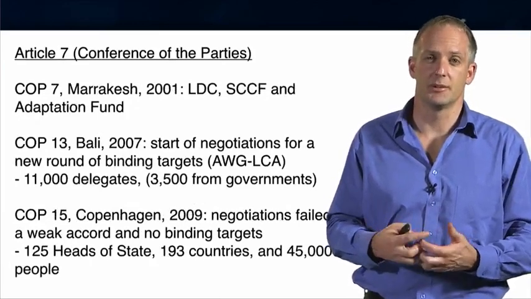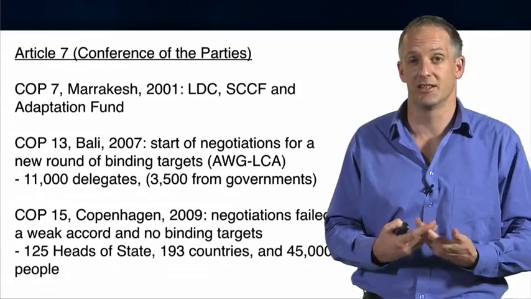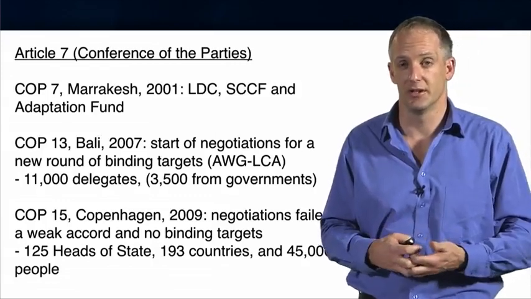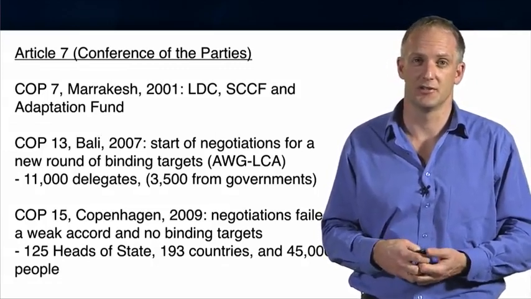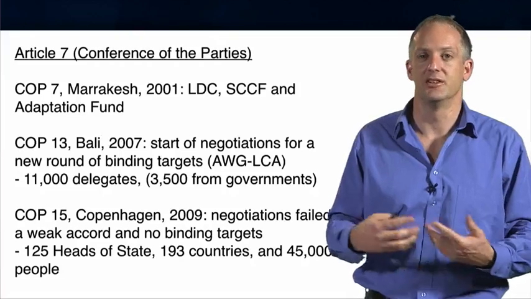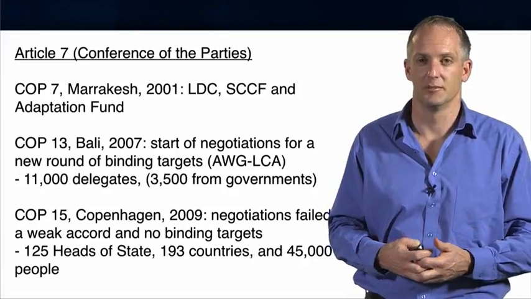The seventh one, the subsequent one in Marrakesh, was notable because it established a number of funds under the convention which were administered by the Global Environment Facility, including the Least Developed Countries Fund, the Special Climate Change Fund and the Adaptation Fund. The idea of these was created. The Adaptation Fund took some years to finally be implemented.